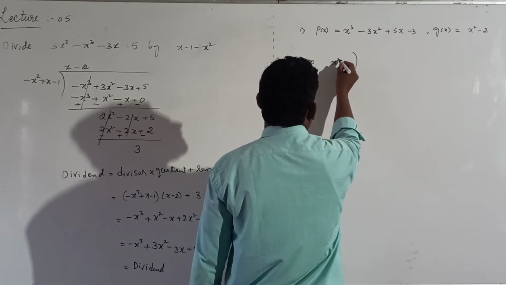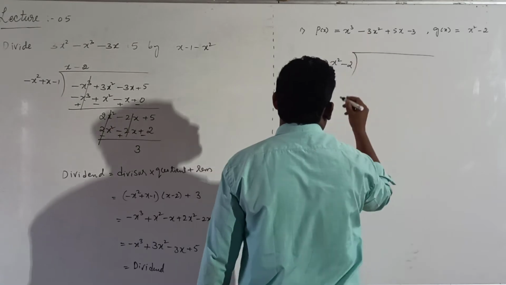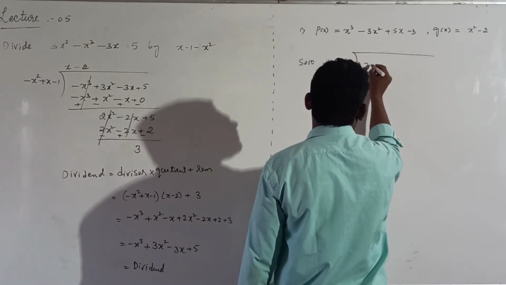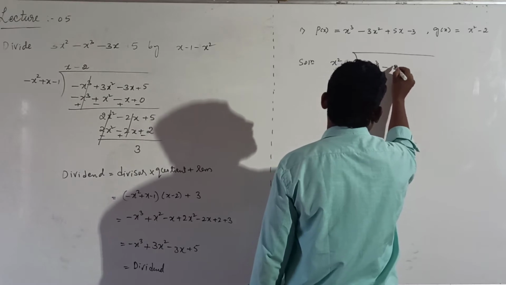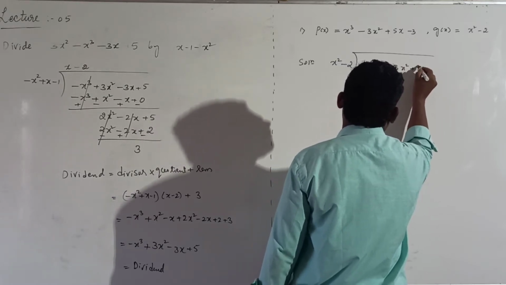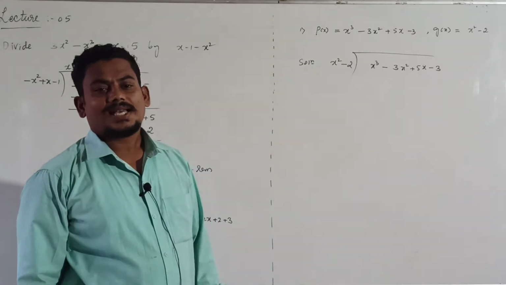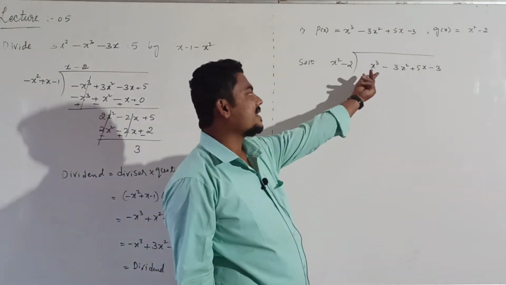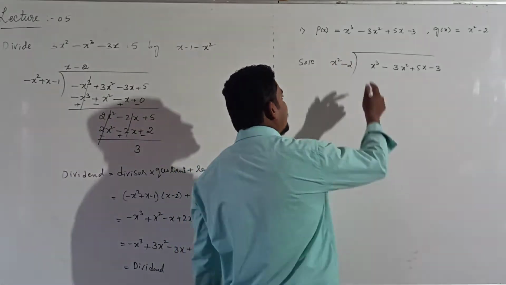What is our divisor? X square minus 2 is our divisor. And take p of x, that is our dividend, x cube minus 3x square plus 5x minus 3. Just concentrate on the first term. For getting x cube, which term do we need to multiply with the divisor? That is x only.